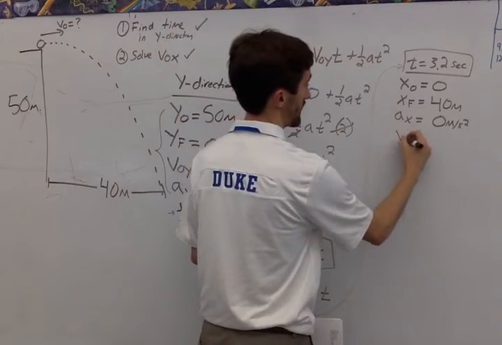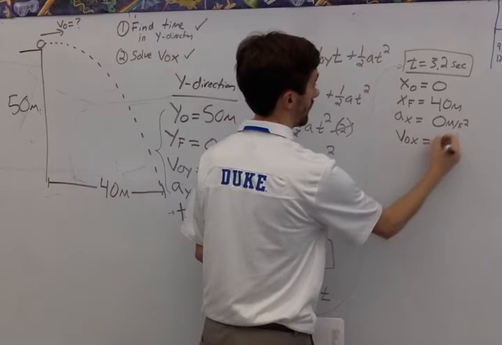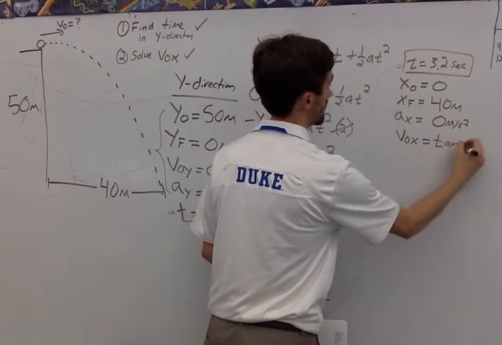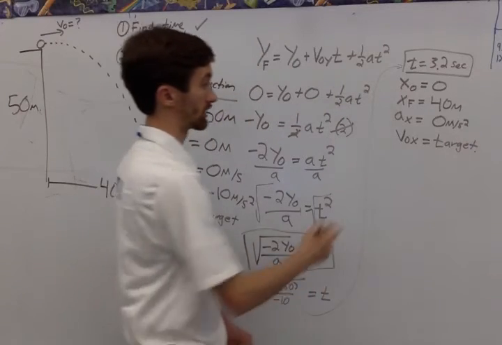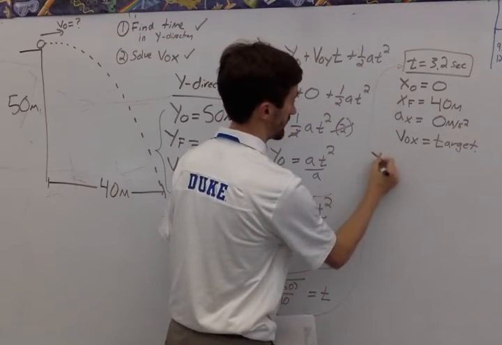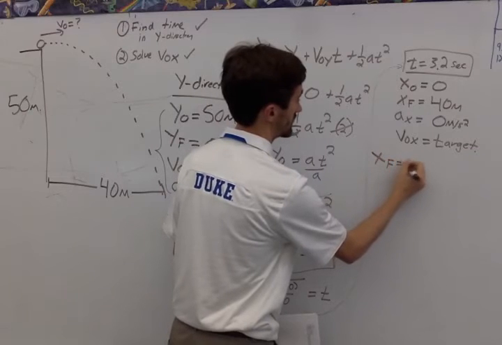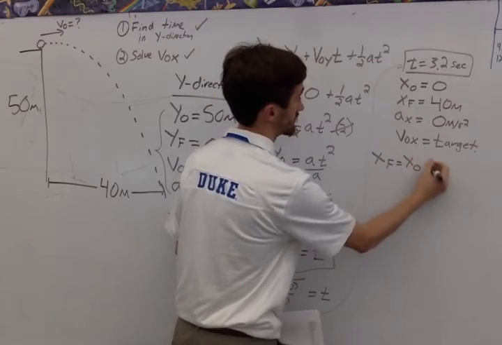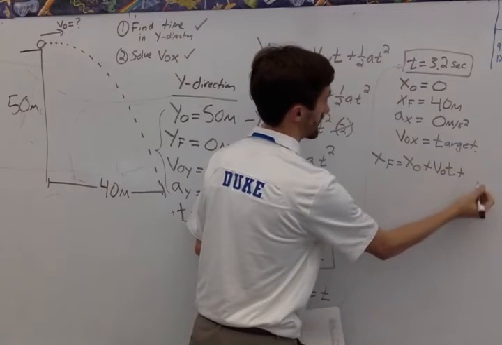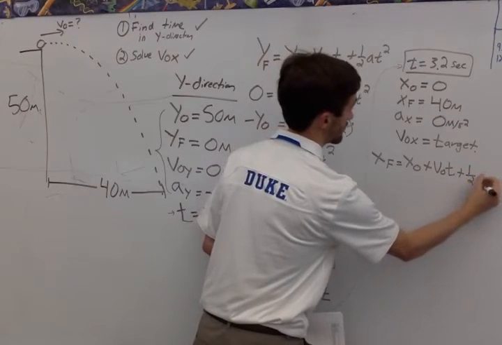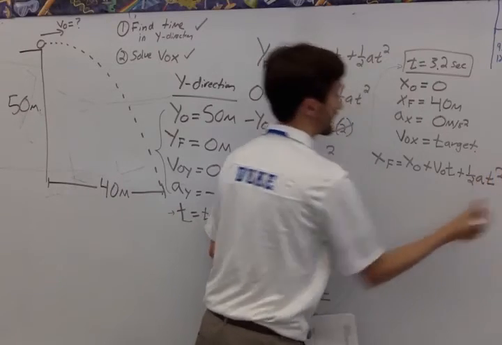And we want to find what is our initial velocity. So that is our target. We're going to write the same equation. Final position equals starting position plus initial velocity times time plus 1/2 a t squared.